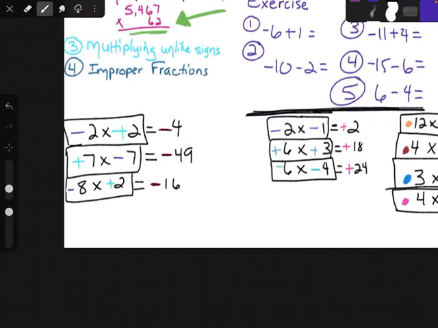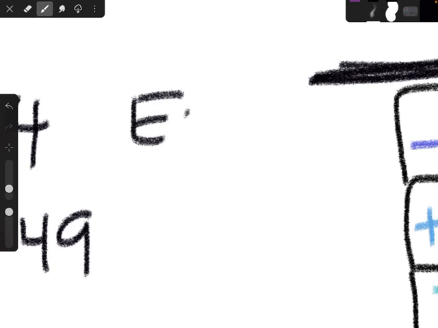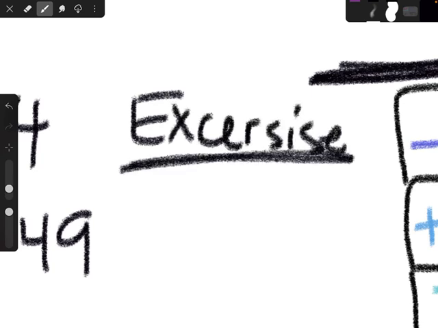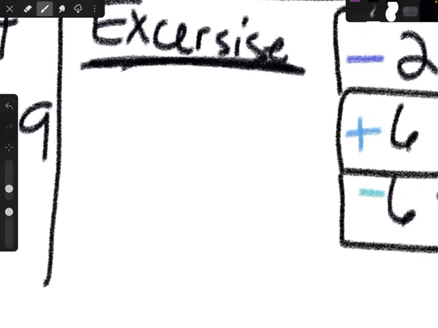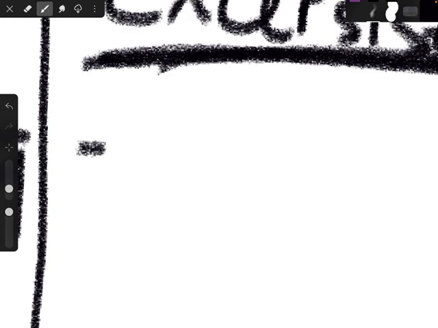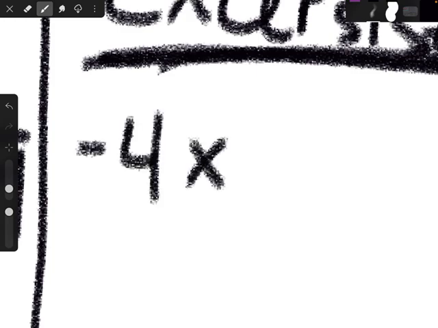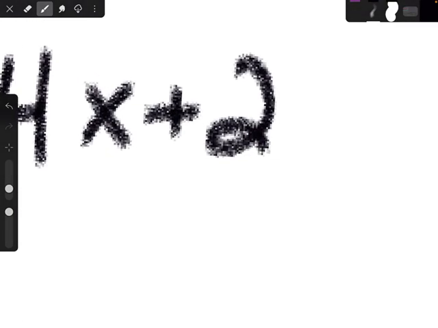All right, let's go over an exercise. I guess I'll put the exercise right here. I'm running out of space. So on the same sheet of paper, let's see what you guys got. All right. So if I can just make a line, there we go. What if I did negative 4 times positive 2?